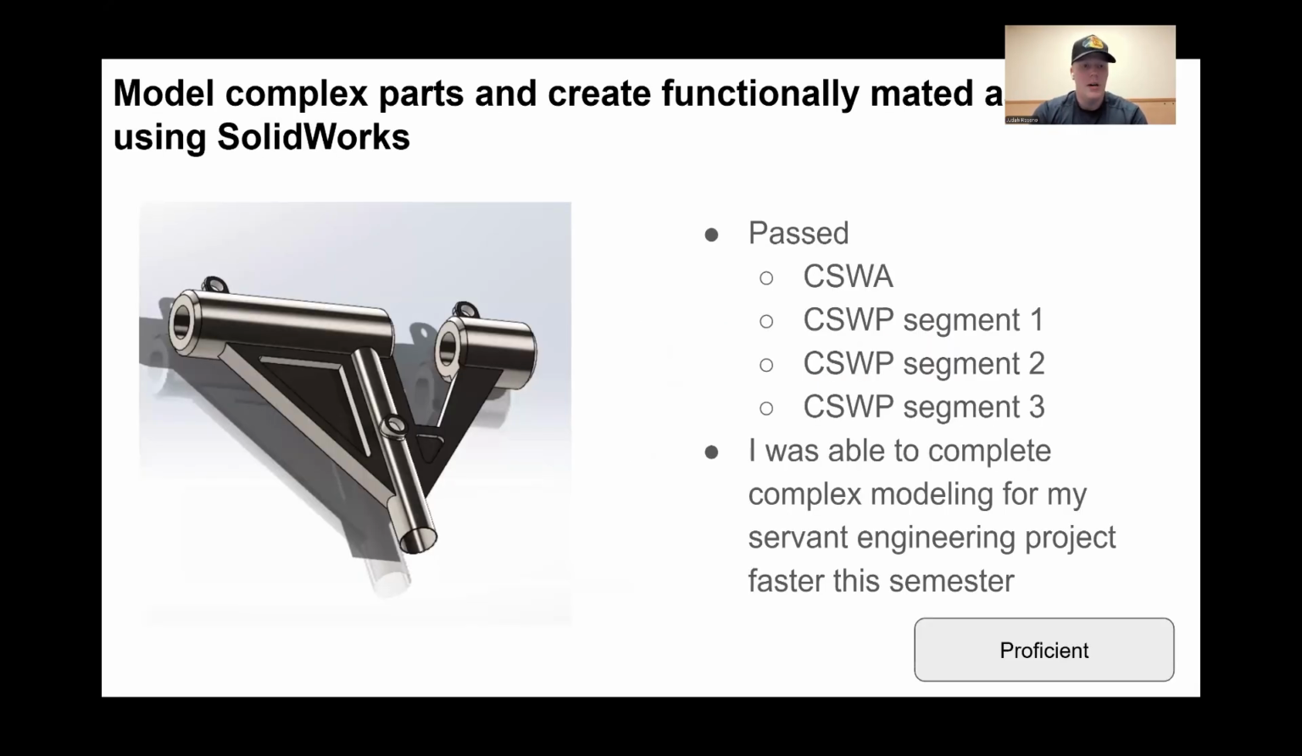First step, model complex parts and create functionally mated assemblies using SOLIDWORKS. I assess myself as proficient in this category. To demonstrate this, I passed my CSWA exam as well as all three segments of the CSWP certification. A practical benefit of this was I was able to help complete some of the complex modeling that was required for my servant engineering project this semester, and that was much easier than it was last semester.